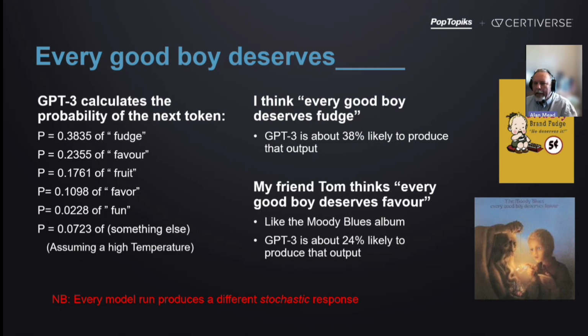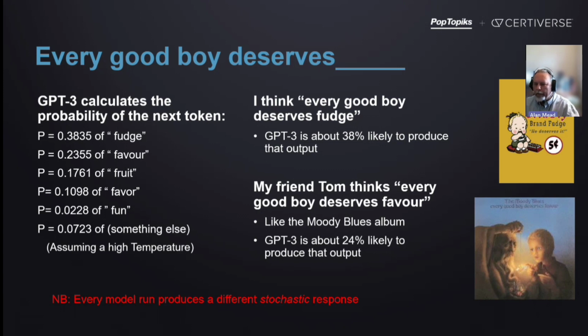For GPT-3, we can examine that probability distribution. This is the probability distribution for "every good boy deserves." The output has about a 38% chance of being fudge, about a 25% chance of being favor, and there are several other possibilities. Obviously, this is a mnemonic for the treble scale, if you're wondering what a strange thing it is, and so you need an F word to complete the mnemonic. I've always heard this as "every good boy deserves fudge," so I think it's right 38% of the time. My buddy Tom is a Moody Blues fan, and he knows about their album where the word is favor, spelled the British way, and so that's the second most popular. It'd be right 24% of the time.